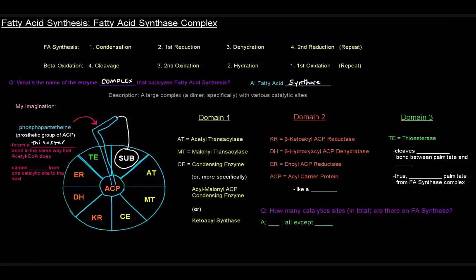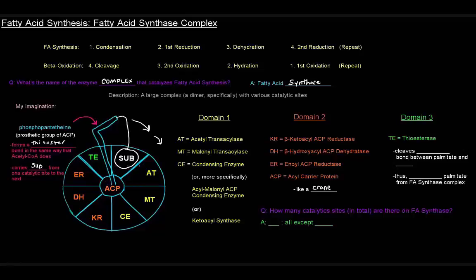And what it does is it acts like what I put here. It acts like a crane. So if you imagine a crane, it kind of just shoots up out like this. This is how I imagine it again. It's carrying the substrate, and it can swing around from site to site, taking the substrate to each of these sites where a reaction can be catalyzed. So it carries the substrate from one catalytic site to the next, according to the reaction that needs to occur.